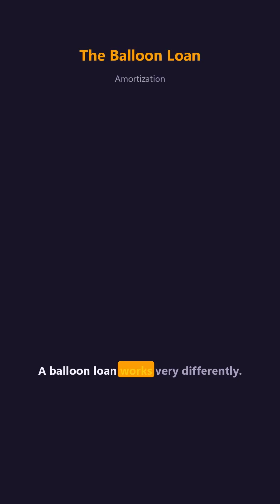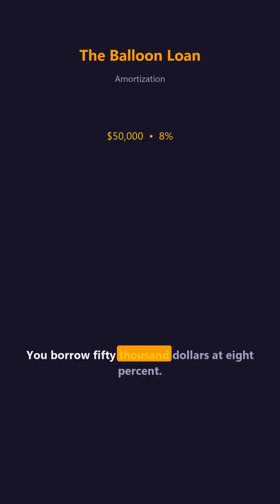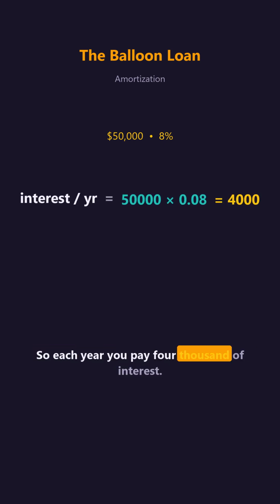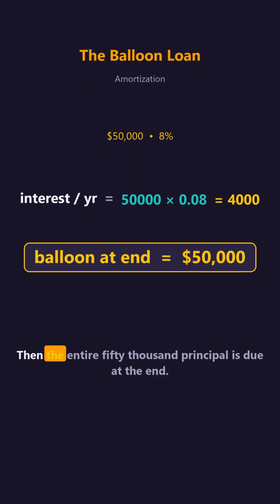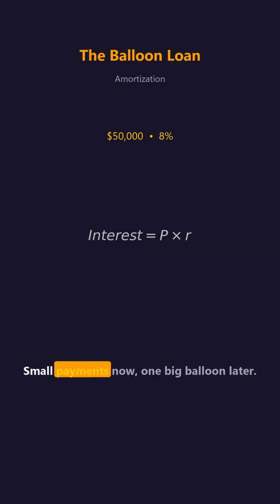A balloon loan works very differently. You pay only interest during the loan's life. You borrow $50,000 at 8%. So each year you pay $4,000 of interest. Then the entire $50,000 principal is due at the end. Small payments now, one big balloon later.